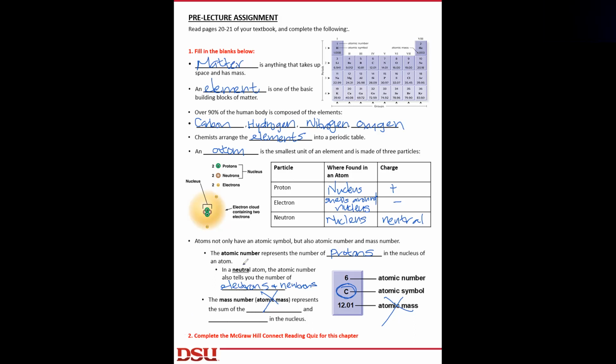So I'm going to put neutral slash standard. In other words, it follows all the rules because of course this is science, so there are exceptions. But if the atom is a standard atom and it's a neutral atom, then the atomic number also tells you the number of protons and the number of electrons and neutrons.